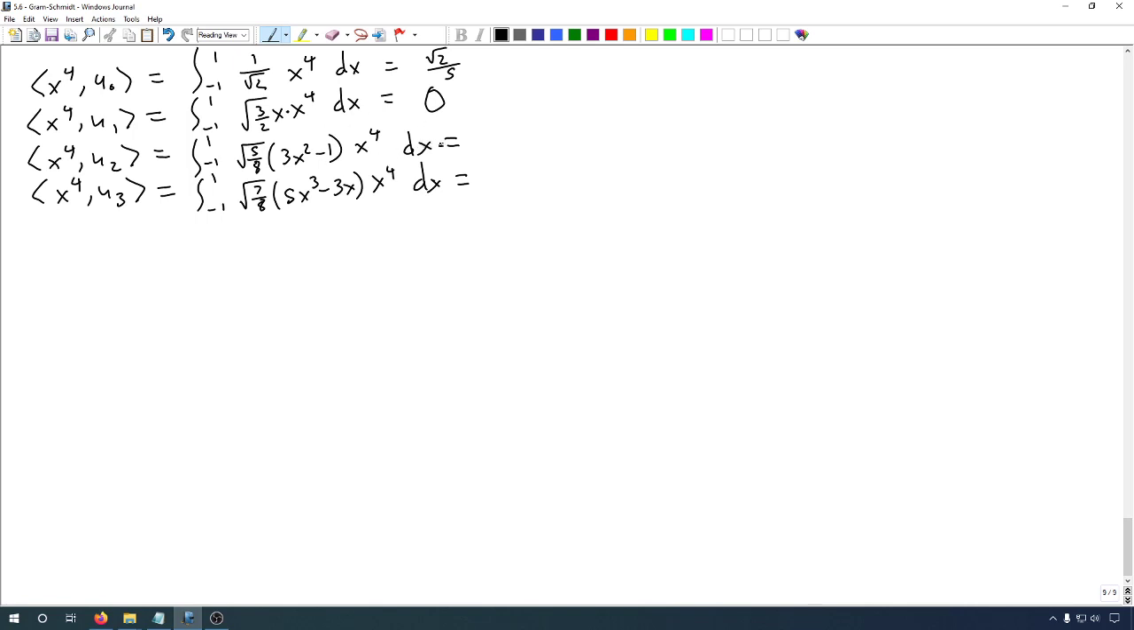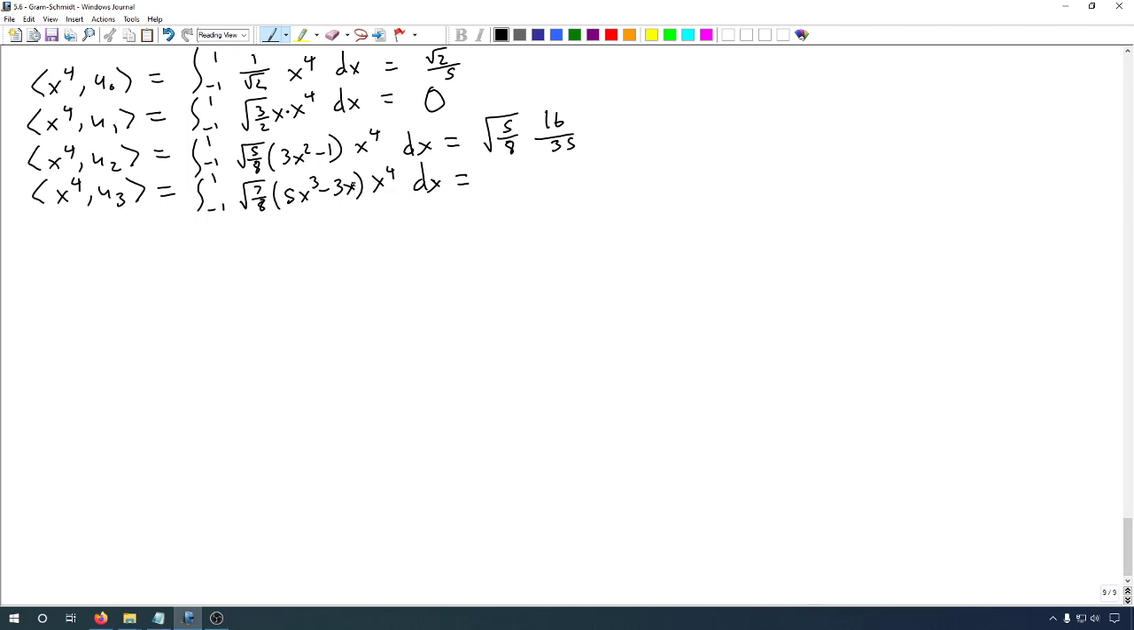For this one, this is the fun one. We do get a lot of stuff. But the square root of 5 over 8, that will stay as it is, and everything else will turn into a 16 over 35. 35 comes from the fact that we end up with x to the 6th and x to the 4th, and when you do the integration, you end up having a 7 and a 5 as your denominators, and those combine to make the 35 that you see here.